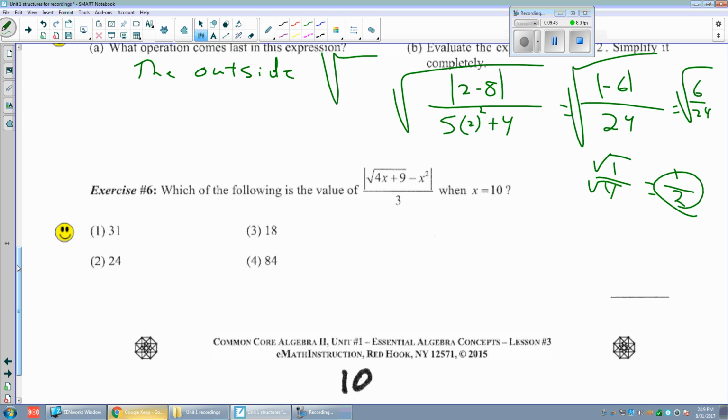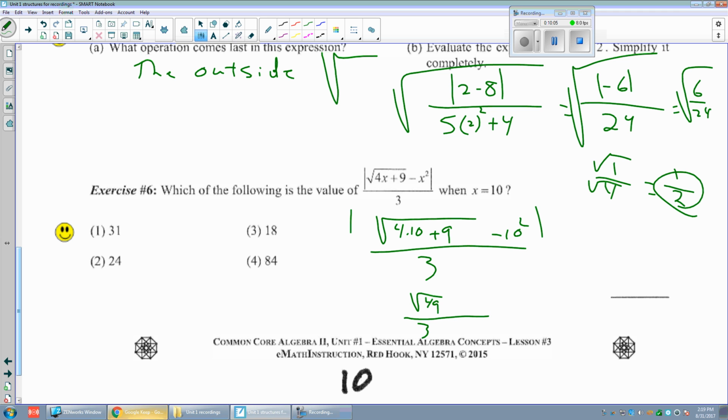Which of the following is the value of that when x equals 10? Just take 10 and plug it in. Square root of 4 times 10 plus 9 minus 10 squared on the outside, all over 3. Take the absolute value of just the top. Inside is 49. Square root of 49 over 3 minus 10 squared is 100.